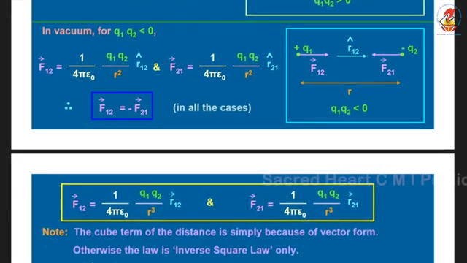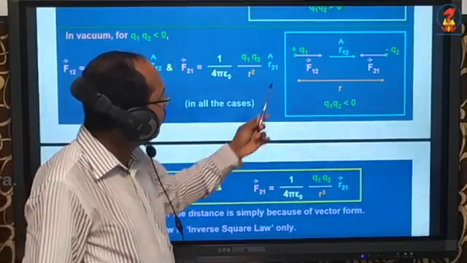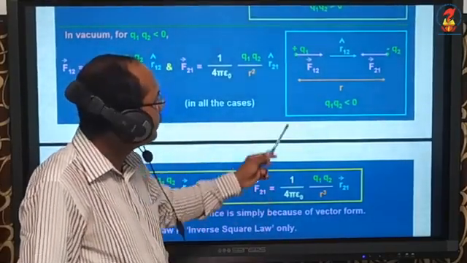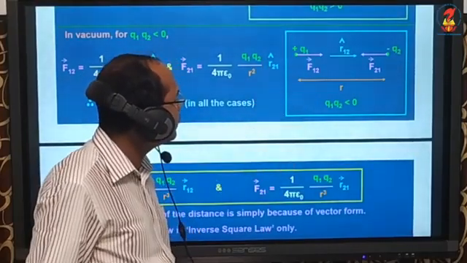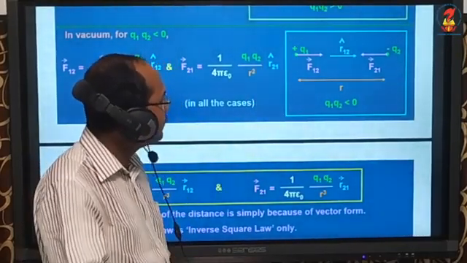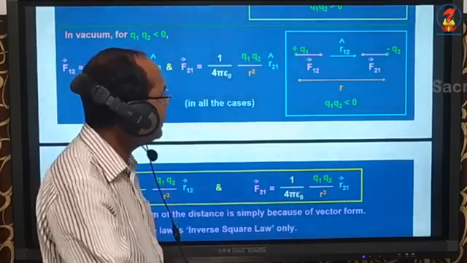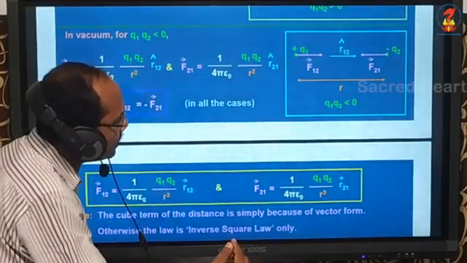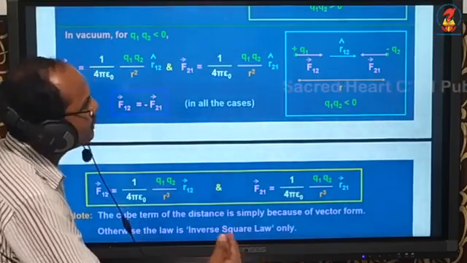In this figure, you will see both charges are of opposite nature. q1 is positive, q2 is negative. So, since the charges are of opposite nature, the force will be repulsive. Sorry, the force will be attractive. Since two charges are of different nature, F12, that is force on charge 1 due to charge 2, will be towards right side, and force on charge 2 due to charge 1 is towards left side.